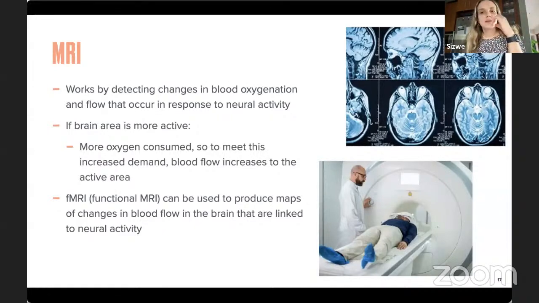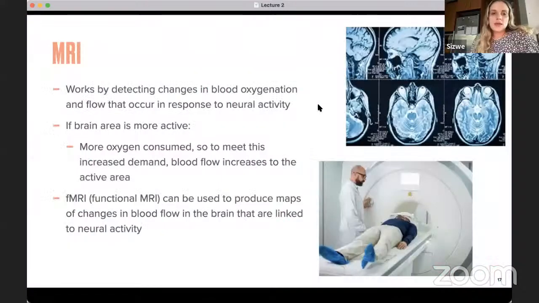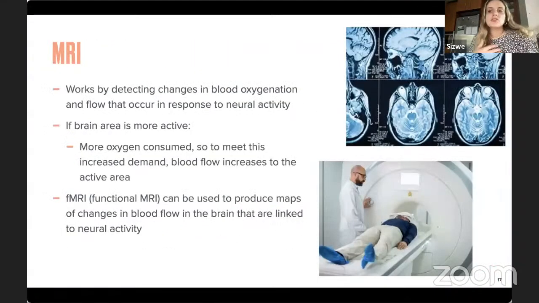All right. Now, MRIs. So we saw with both functional and structural, it would be useful for us to do MRIs. So I wanted us to go a little bit more into detail with this. So MRI works by detecting changes in blood oxygenation and flow that occur in response to neural activity. What this means is, like I said, our blood carries oxygen to our brain. Our brain uses oxygen to carry out functions, and then the blood takes away the deoxygenated blood to be reoxygenated, blah, blah, blah. Not going to turn this into a bio lesson, but that's basically what's happening.